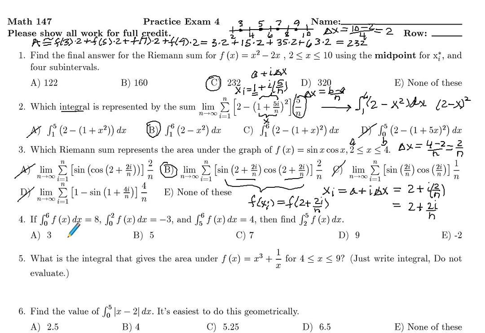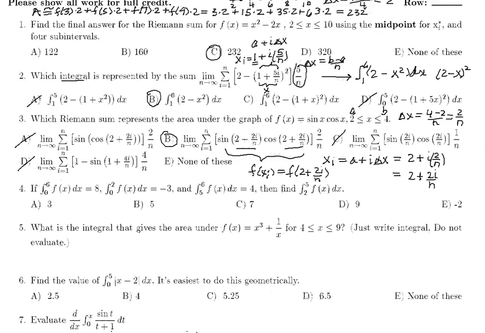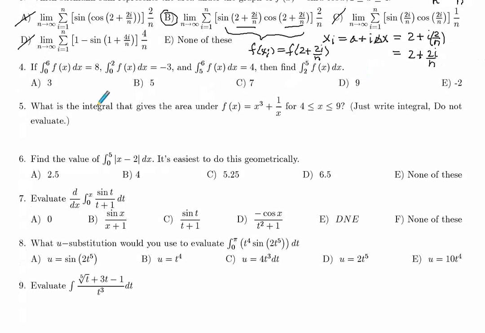Number 4, we're using the additive property of integrals. So the integral from 0 to 6 is 8, 0 to 2 is negative 3, and 5 to 6 is 4, and we want to find 2 to 5. Okay, well, let's see, the biggest one is from x equals 0 to x equals 6. So the integral from 0 to 6 of f of x has got to equal the integral from 0 to 2 plus the integral from 2 to 5 plus the integral from 5 to 6.